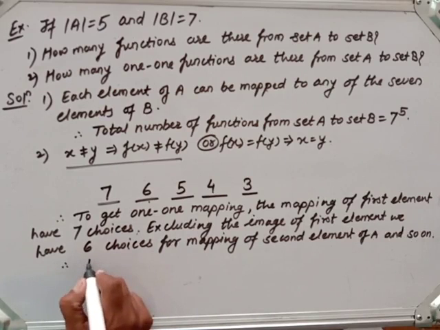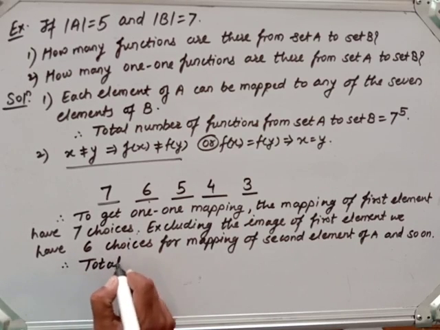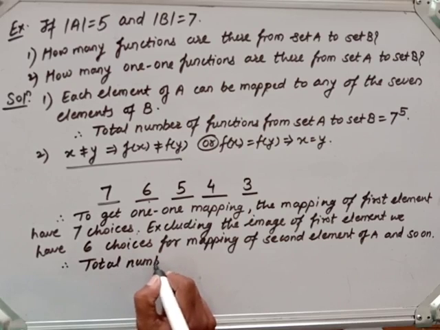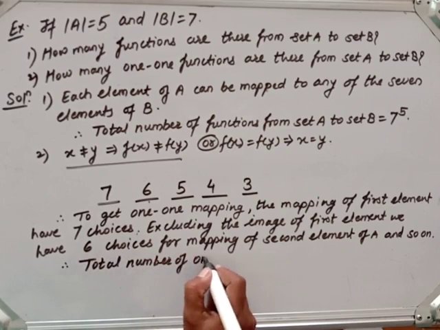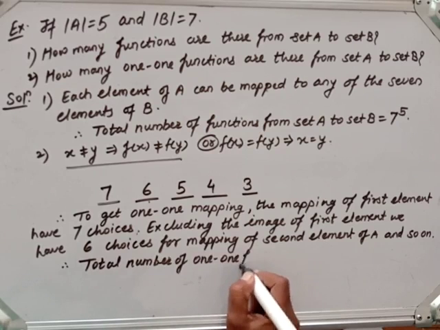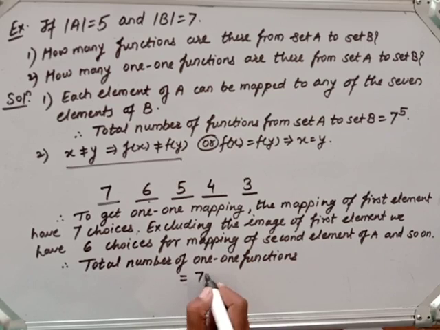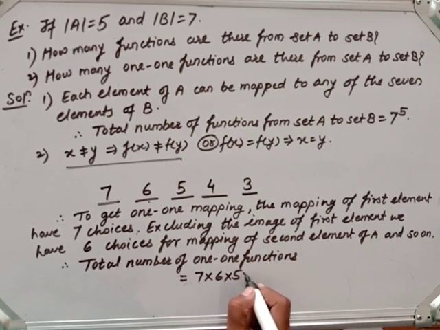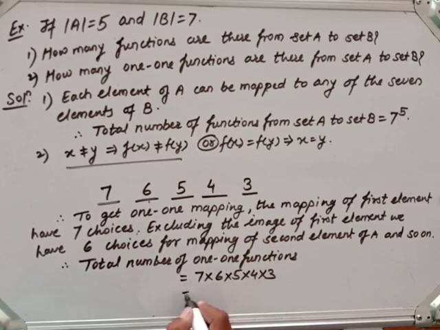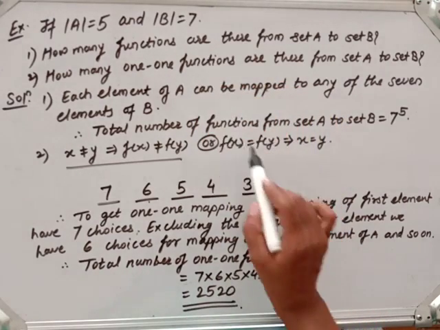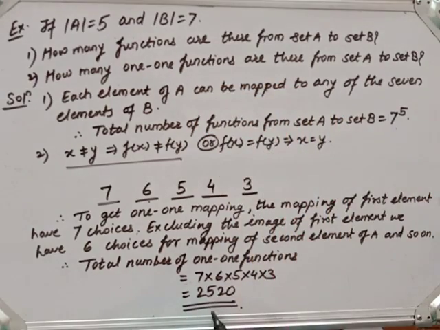Therefore, total number of 1-1 functions are how many? 7 into 6 into 5 into 4 into 3, that are 2520. Okay, this is our answer here. So, total functions are 7 raised to 5, but 1-1 are how many? 2520 only. So now here we will stop for this.